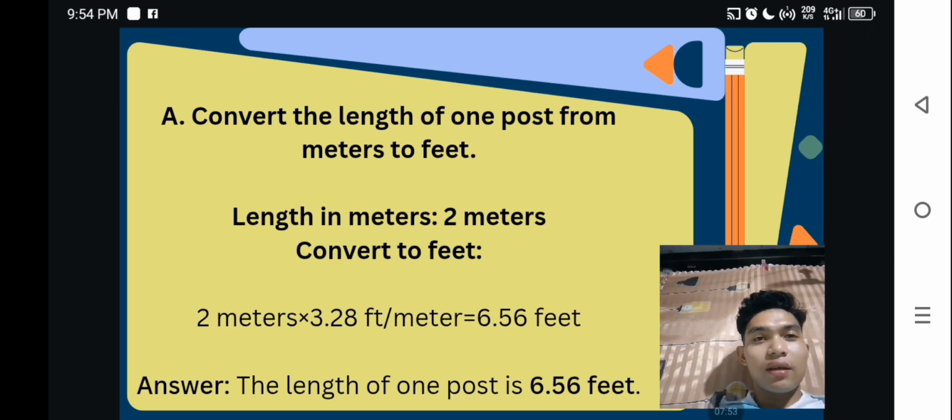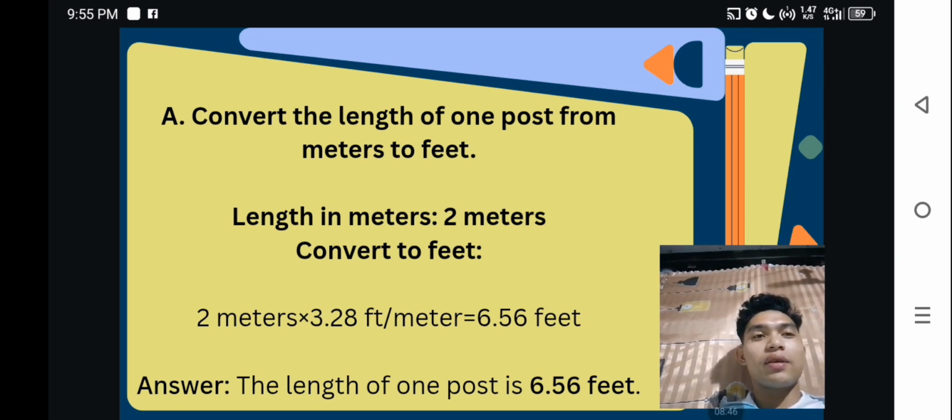So in letter A, we need to convert the length of one post from meters to feet. The length is 2 meters, so we convert the 2 meters into feet. 2 meters times 3.28 feet per meter equals 6.56 feet. So the answer is the length of one post is 6.56 feet.